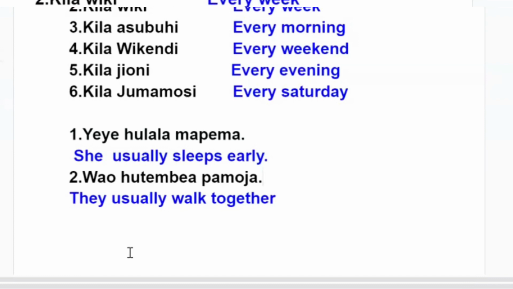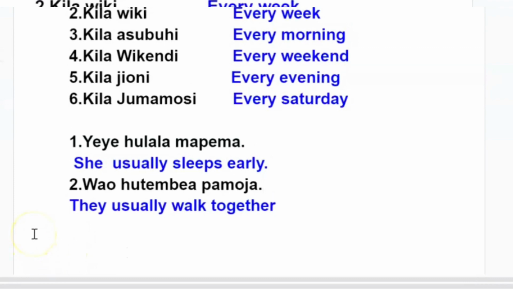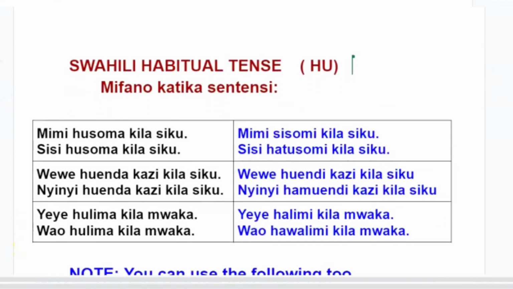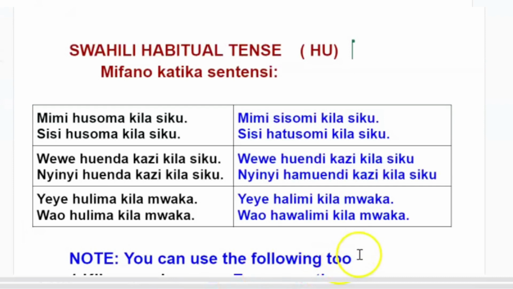So I hope from those examples, you have understood how to use habitual tense in the Swahili language. Just remember the tense marker is hu, and then the basics that you need when constructing a Swahili sentence: subject, verb, and then the rest can follow.